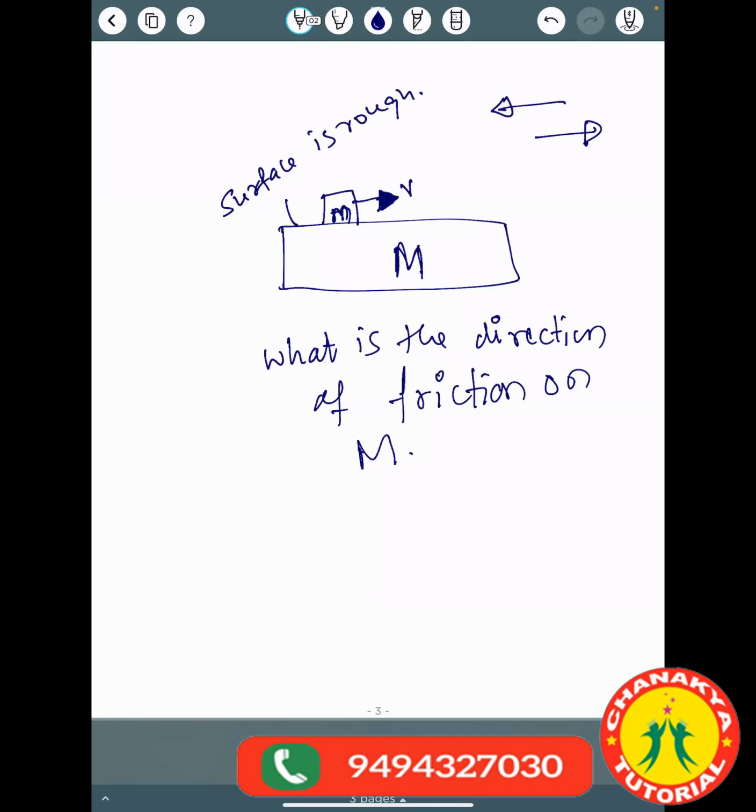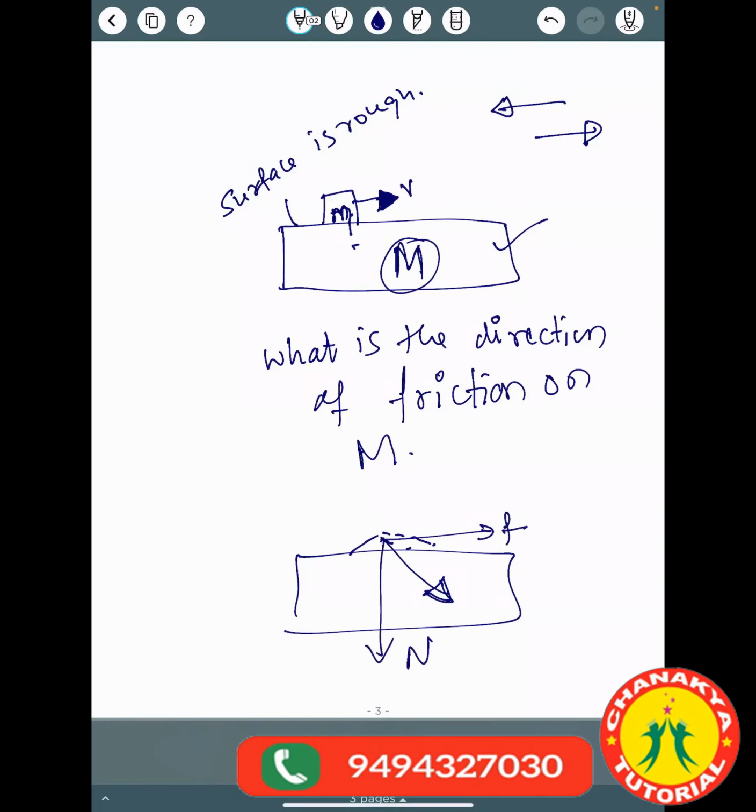I'm asking the direction of friction on capital M. If you see microscopically, what is happening? Capital M is putting some deformation on the small m, so the small m will try to push it back. The surface has curved like this, so the net force comes in this direction. One component of this will be friction, and one will be normal. So the direction of friction on capital M will be in this direction.